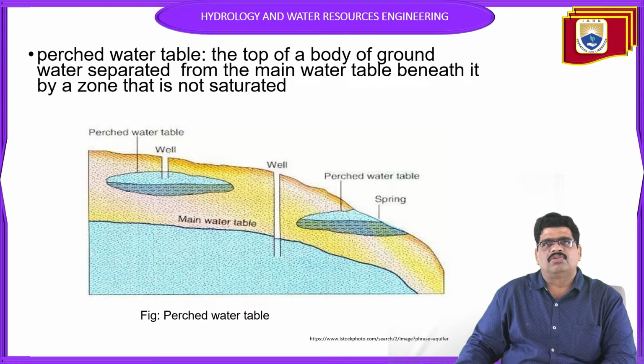Next, the perched groundwater table. In this perched water table, at the top of the body of groundwater, the water is separated from the main water table beneath it by a zone that is not saturated. See the diagram. The perched water table, which is separated from the main water table, is what we call the perched water table. Here, this is the perched water table.